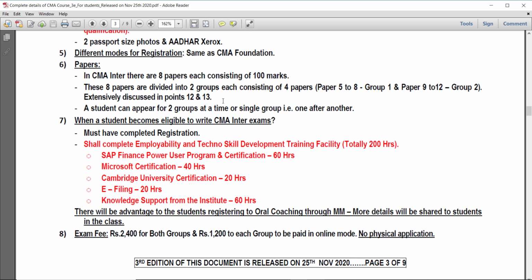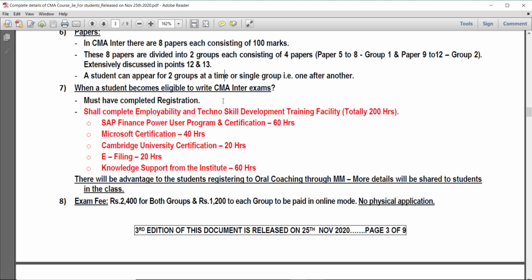So how many papers will be present in CMA Inter? There will be 8 papers divided into 2 groups, 4 papers in each. Group 1 will have 4 papers and group 2 will have 4 papers. The total comes to 8, and each paper will be conducted for 100 marks. A student can appear for both groups at a time or a single group, one after another. If a student wants to write both groups at a time, he can do that. And if a student wants to write a single group at a time, after completing one group, he can attempt the other group in the next attempt.